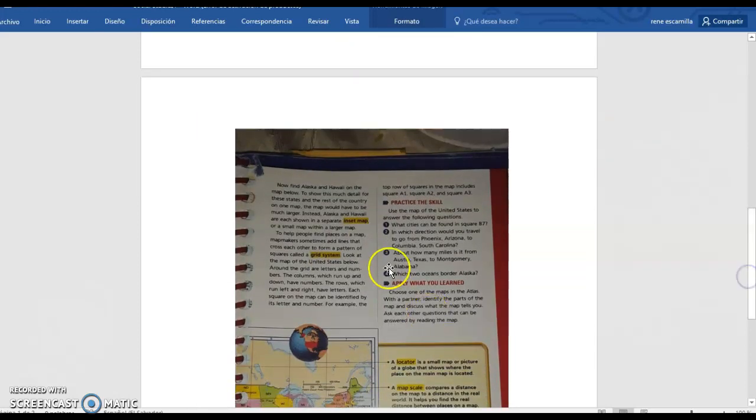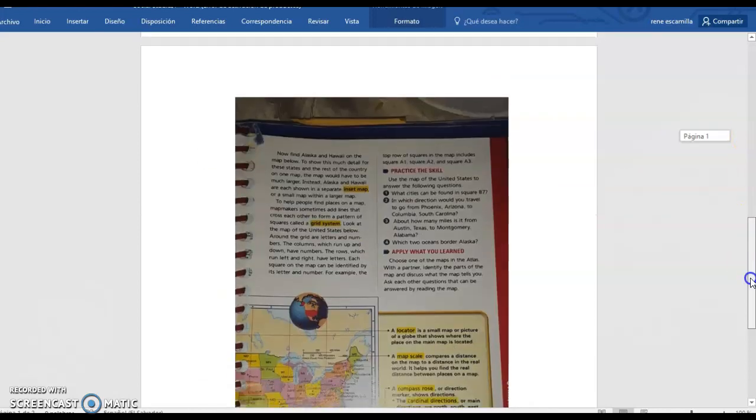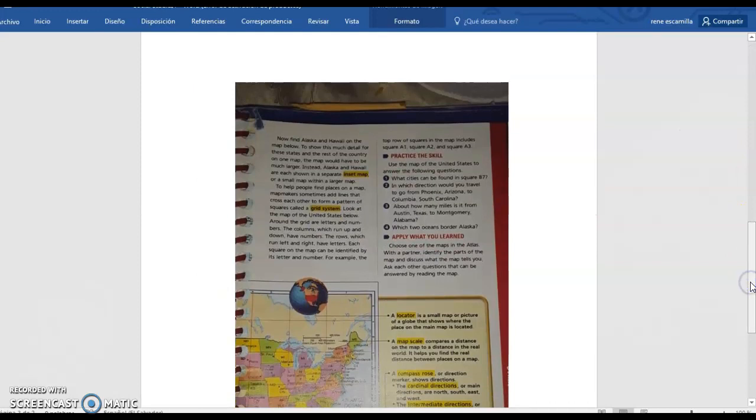So the questions are one, two, three, four. The first is what cities can be found in square B7. So let me explain how they are going to find B7. I explained that we have numbers and letters over here. We have numbers on the top from 1 to 7 and letters from A to E, yes. So the question, once again, requires us to double check that we are looking for B7.